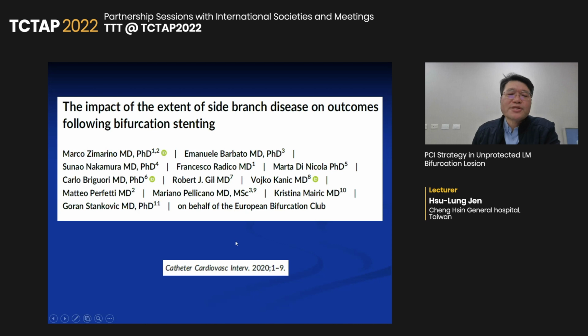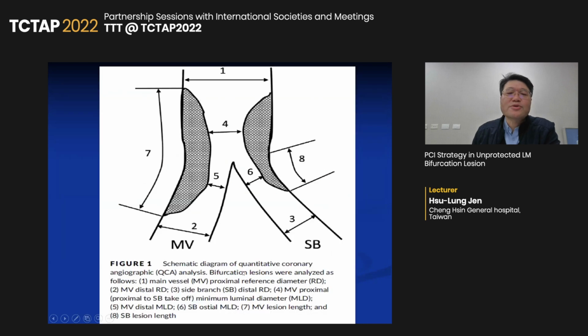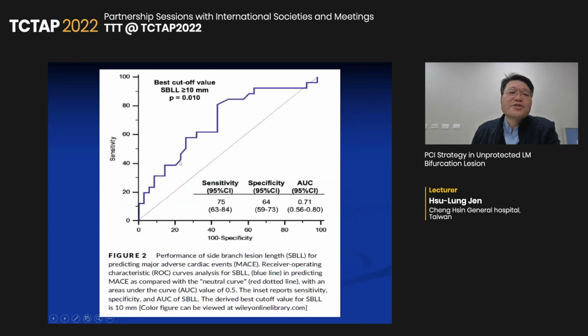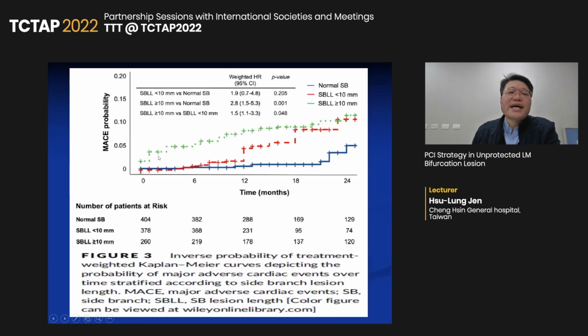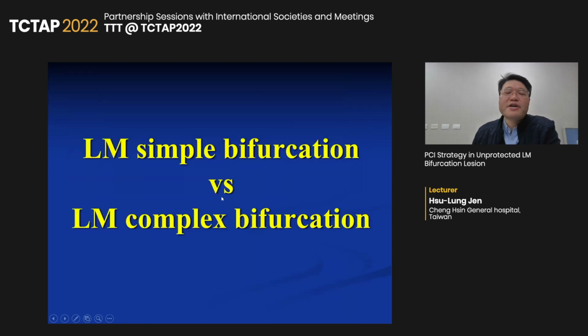So how about the impact of the extent of side branch disease on the outcome following bifurcation stenting? It was published in CCI 2020. If we see the side branch length, it's shown in figure number 8, and it showed a linear correlation with poor prognosis. It means that if the side branch lesion length is longer than 10 millimeters, then it increases the MACE incidence, shown as the green bar. So the side branch length is also a very important parameter for left main stenting.